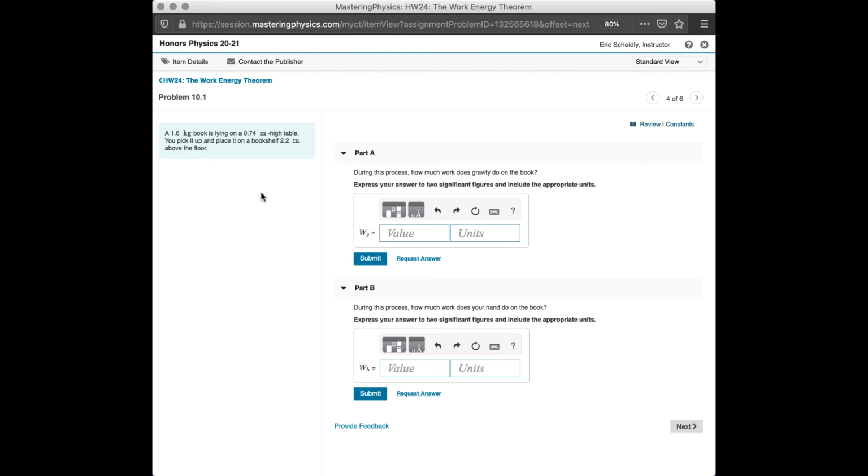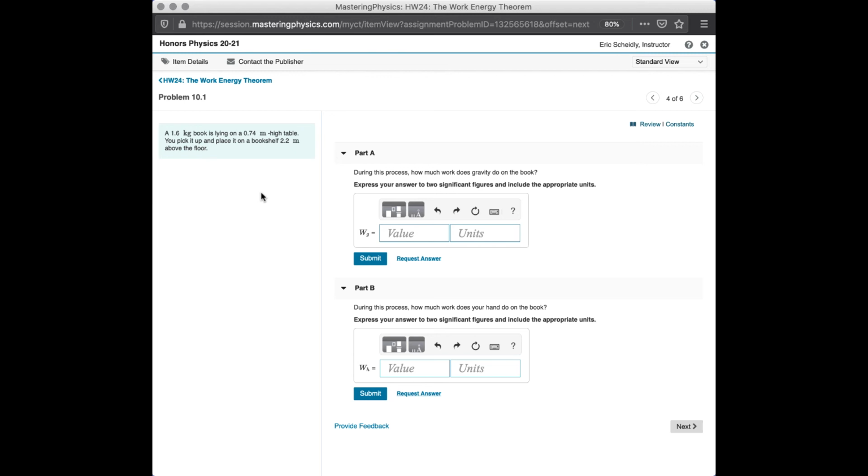I demonstrated that in a lecture. It's mgh. But you have to be careful here, because where am I going to measure the height from? Well, I'm going to measure it from the top of the table, but it tells me the top of the table is 0.74 meters off the floor.